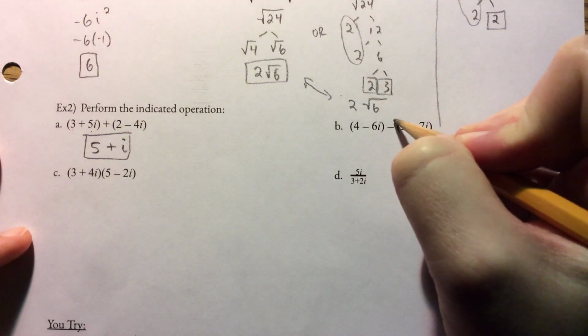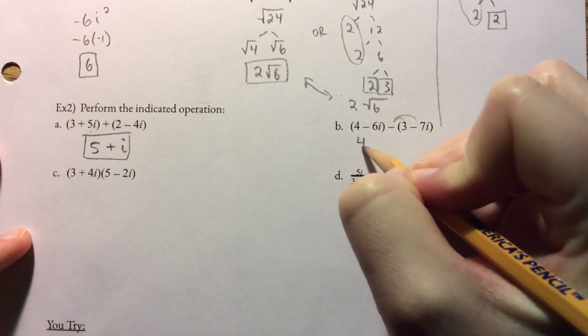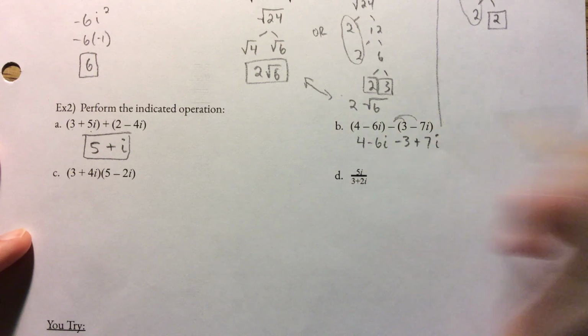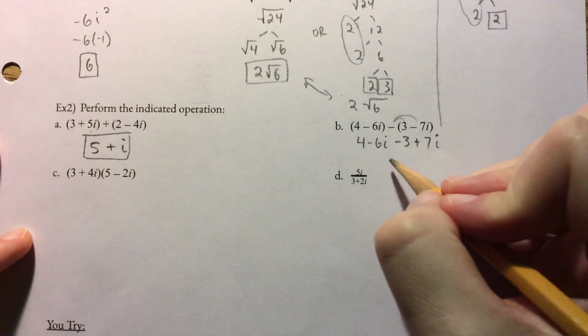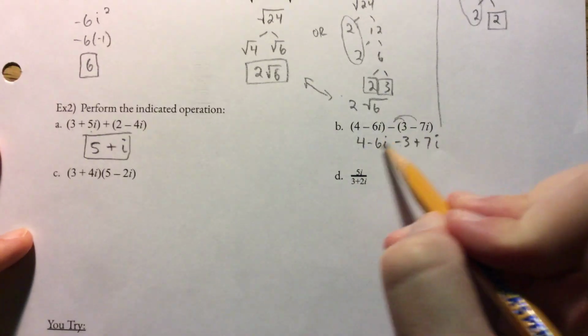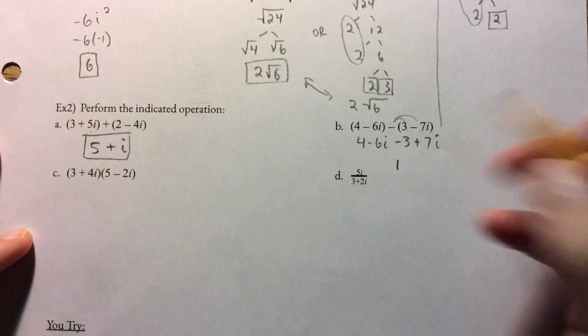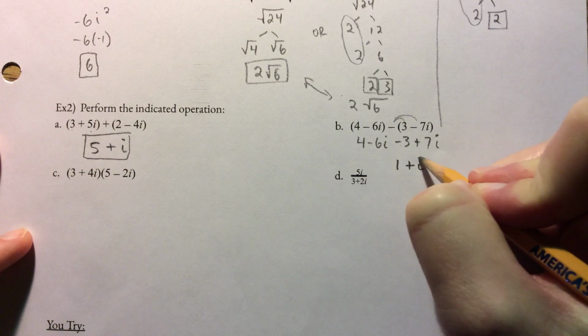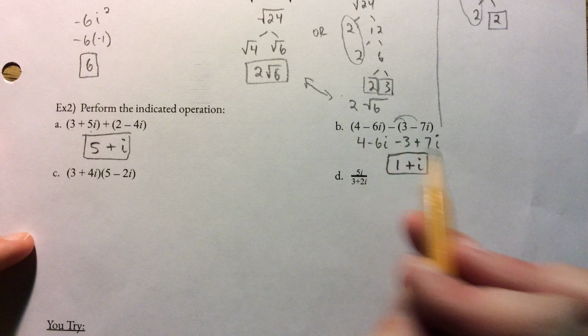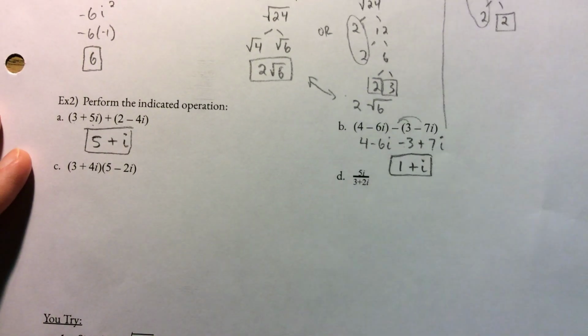Subtraction. Whenever I do subtraction, I usually like to rewrite it by distributing that out, so it switches the sign of everything behind it, and now I'm going to combine like terms. So I have a 4 and a minus 3, which is 1. I have a negative 6i and a positive 7i, so that's 1i again. That's a coincidence that these both ended up being just plain i's on there, just so you know.